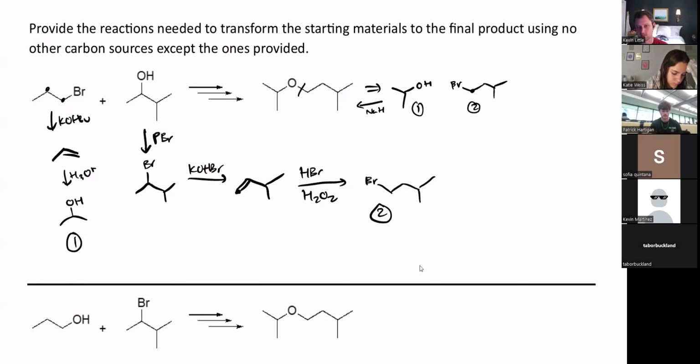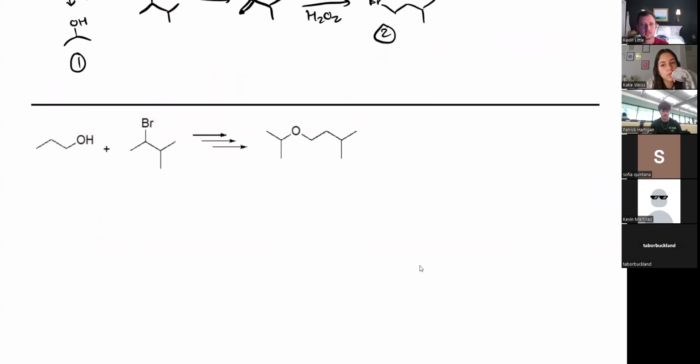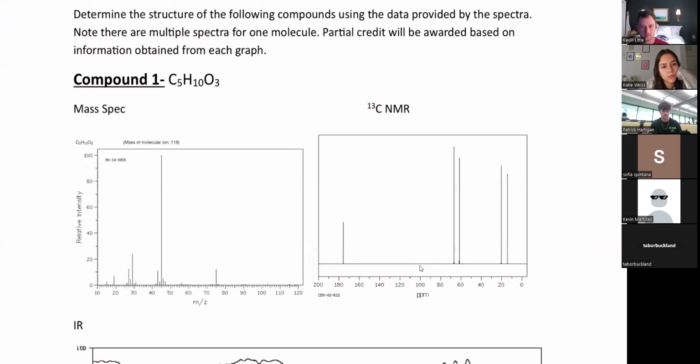Do you guys have questions about synthesis before I move on? Nope. Synthesis tends to be okay. You guys tend to do okay in synthesis. I think this is where people find the tough part.